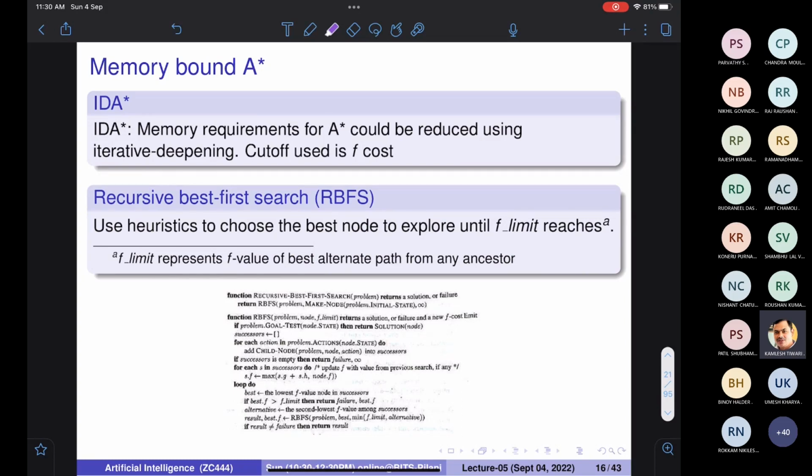How can I reduce it? The IDA asterisk algorithm tells you to apply iterative deepening again. Here, the same concept is being introduced that we talked about earlier: A star is again not going to explore all the things. It is going to only explore to the depth L. Iterative deepening, you can apply. The same idea as in BFS and DFS you can apply here. Similarly, the recursive best first search you can also apply, some kind of BFS approach, to make it faster.